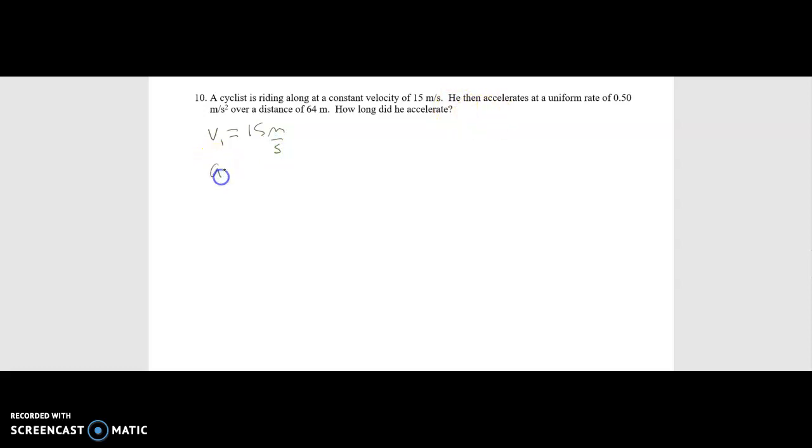He does have an acceleration of 0.5 meters per second squared over a distance, a displacement of 64 meters. And then the question is, how long did he accelerate? There's not a lot of information there, is there? So let's see what we can do with this. If I have the change of position, acceleration, and velocity, nothing pops into mind that I can do with this, so I'm going to click into the VT graph.